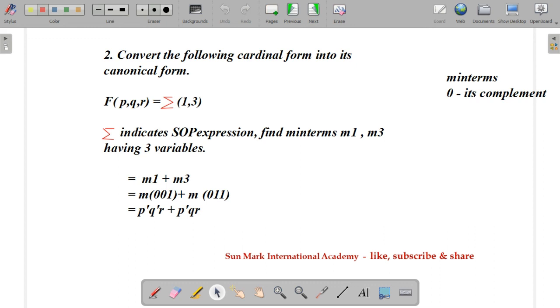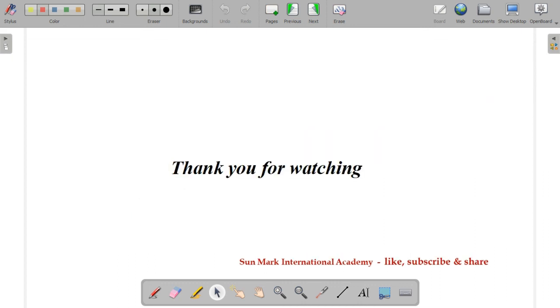If sigma is there, then the terms are min terms, small letter m. Min term means it is the product of all the literals. Pi means POS. If pi is indicated, that is a POS expression, and the terms are designated in POS as max terms, capital M. That's the sum of all the literals.